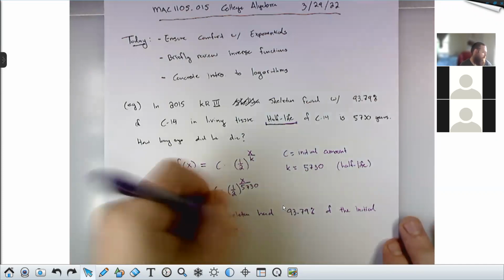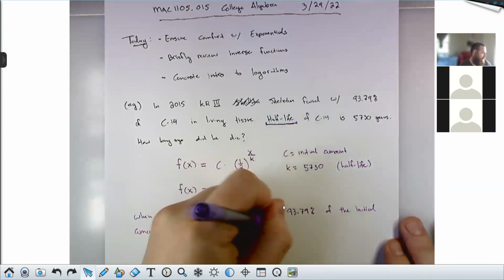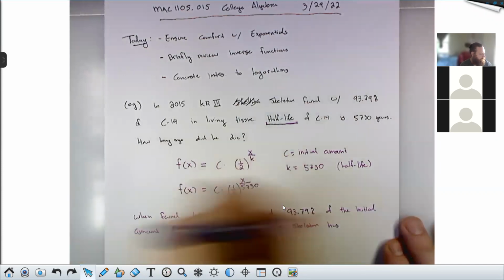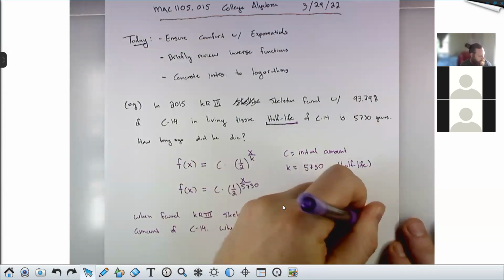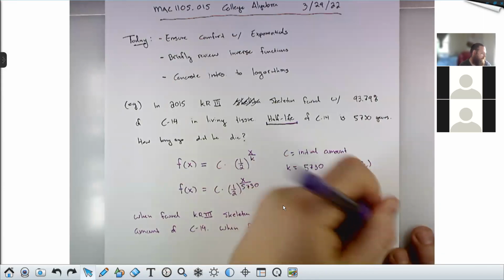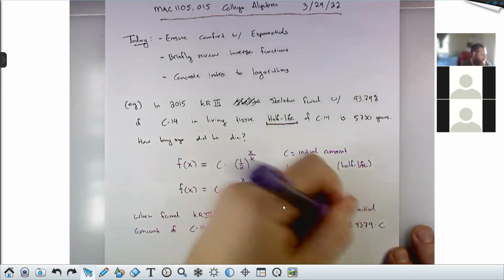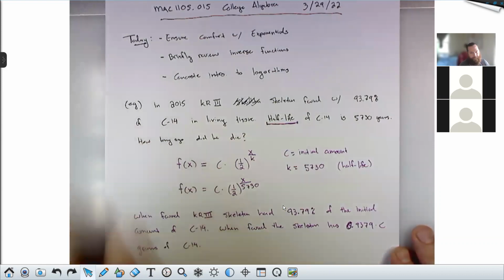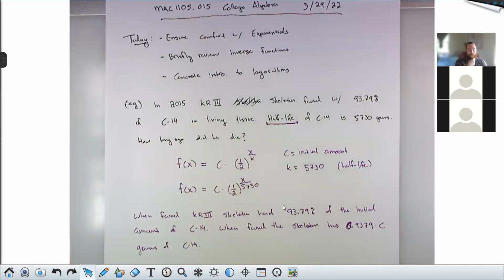In other words, when found, the skeleton has 0.9379 times C grams of carbon-14. So this right here is the amount of carbon-14 in the skeleton after X years, right? X years in the ground, he will have this much carbon-14. When they dig him up, he's got this much carbon-14.